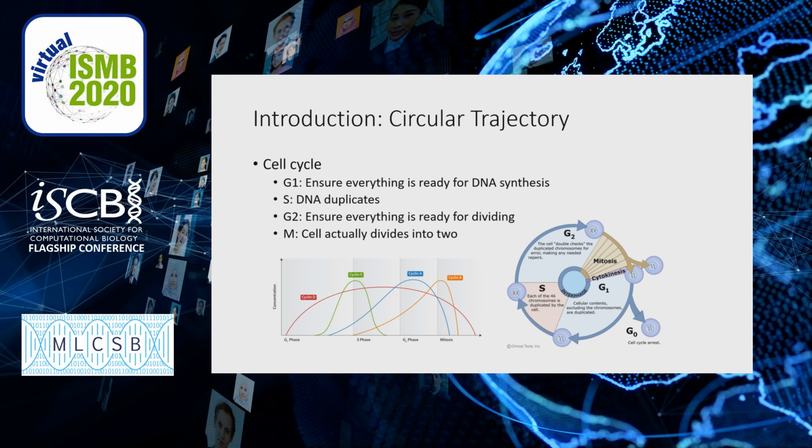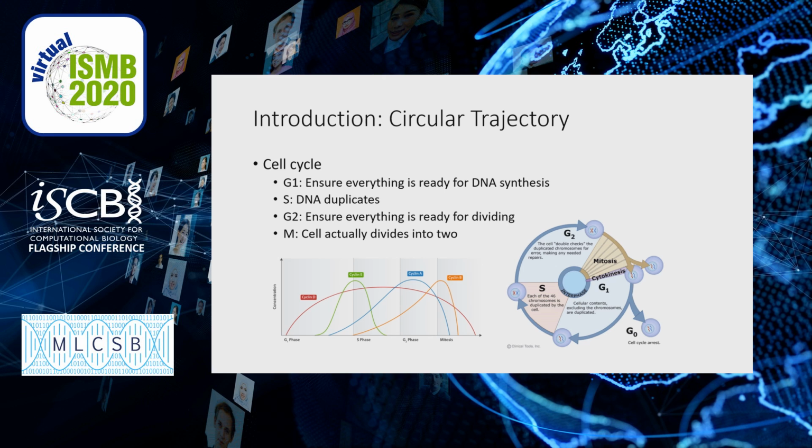A cell starts at G1 phase, in which it ensures everything is ready for DNA synthesis, and then in the S phase, the DNA will duplicate, and the cell goes into the G2 phase to ensure that everything is ready for the final dividing, and actually divides into two in the M phase. After that, the two daughter cells will be very much like the original cell in the G1 phase.